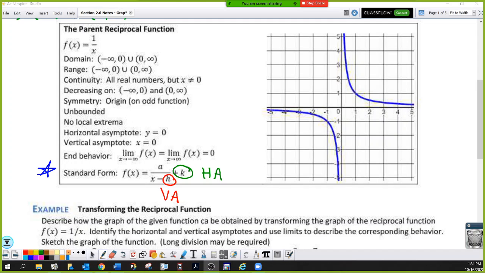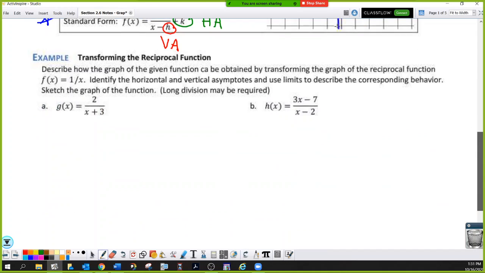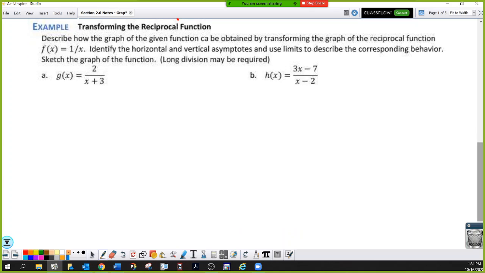All right, let's come on down. Got two different graphs going on here. I'm going to deviate from the directions a little bit just because I'm going to focus on the stuff I want to do rather than the stuff the book wants me to do. It says to describe how the graph of the given function can be obtained by transforming the graph of the reciprocal function 1 over x. So we just want to know, how do we get this function from the parent function.